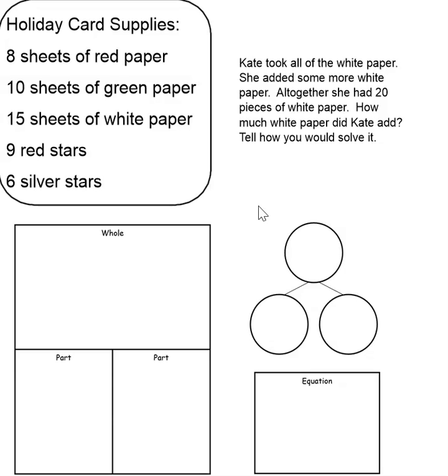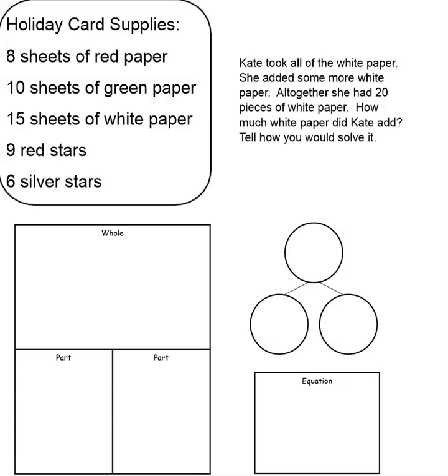So what's happening in this story? We know that Kate took all of the white paper. She added some more. She put some more in there. But we know in the end that she had 20 pieces of white paper. Okay, now let's reread the problem with the numbers to see if we can make sense of the numbers and see what they represent. So Kate took all of the white paper.